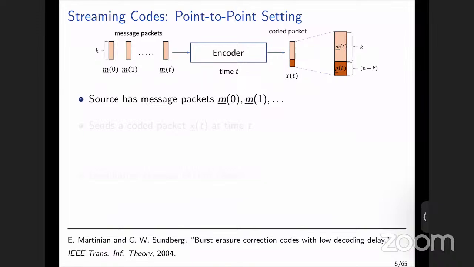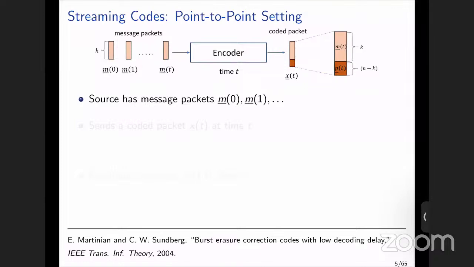So let's get slightly more formal. If you recall, the talk title was streaming codes for a 3-node setting. Before going into the 3-node setting, let's look at a more simplified setting, which is a point-to-point setting. So there is a source and there's a destination. The source wants to send some message packets to a destination. So that's the point-to-point setting.